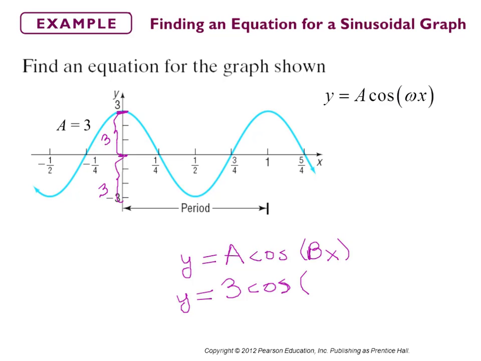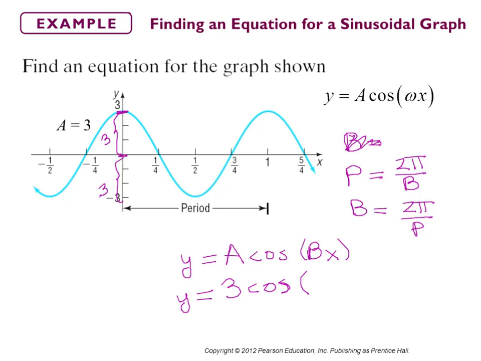bx. How do I find b? Well, let's use our formula. We have a formula that says P is equal to what? 2 pi over B, exactly, which means that B is also equal to 2 pi over P, right?